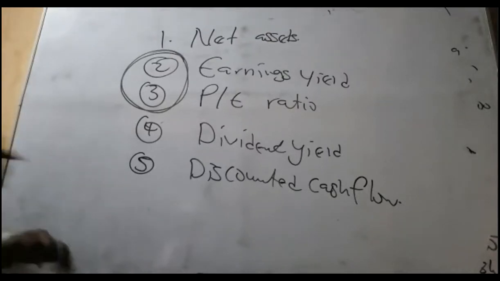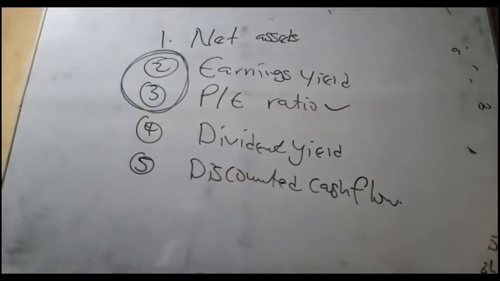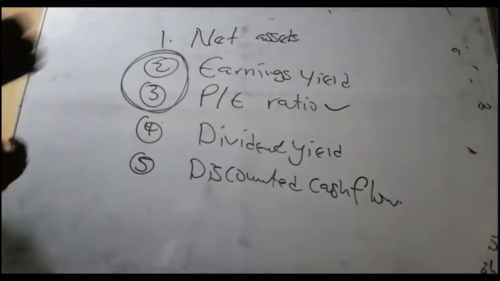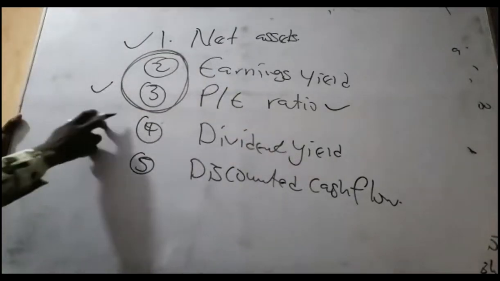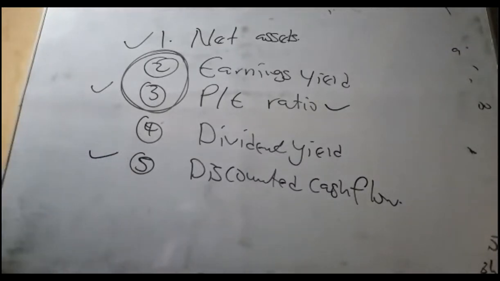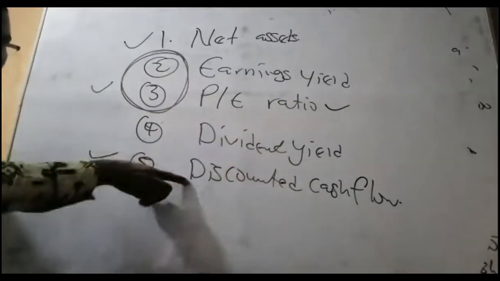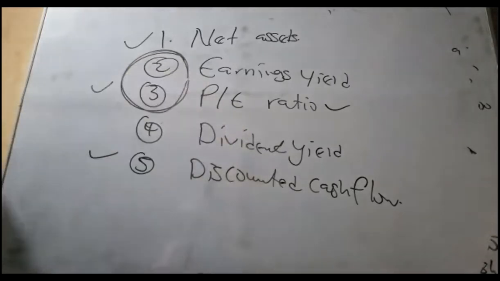So in this question, probably we use PE ratio. This question we use PE ratio. So you can select net asset, PE ratio, and then between these two, you select one. You go in for discounted cash flow techniques, then you are done. Do not select these two at the same time. But earnings yield and dividend yield, you can select them because one is dividend, one is earnings.